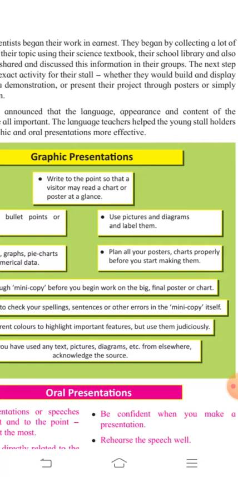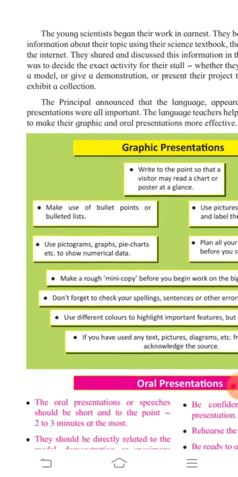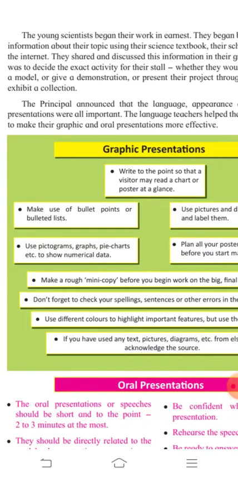So here also they did the same thing. Okay, now the topic was divided into subtopics, and each subtopic was given to each student, and once they had gathered or collected this information, they shared and discussed this information among their group. So now the next step was to decide the exact activity for their stall.